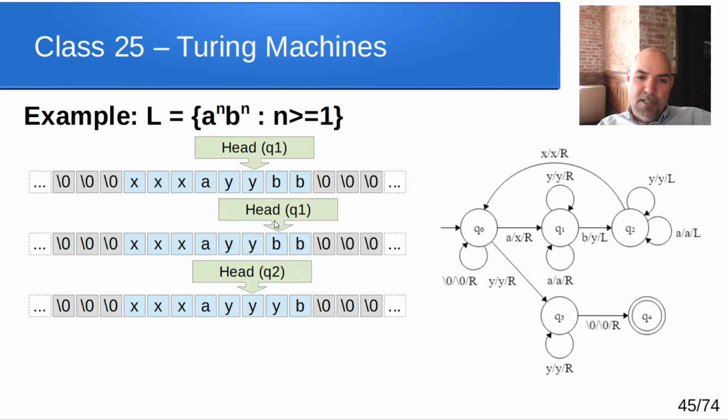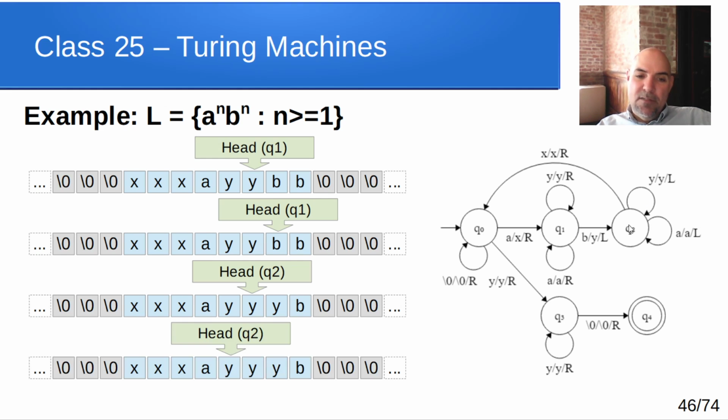Oops, I jumped too far ahead that time. Now we are over the B. Leave the B. Or mark the B out with a Y. Move to the left. And now we're over Y. Move.